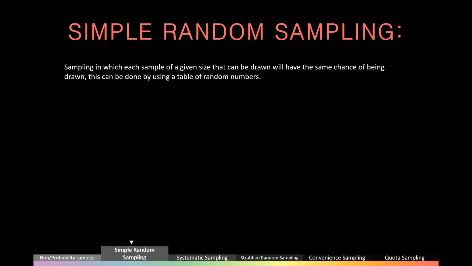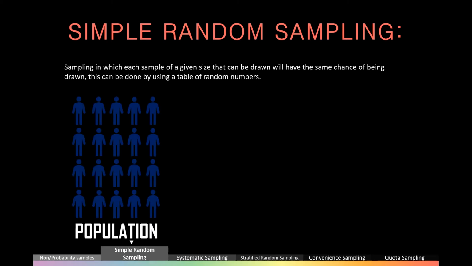To explain this further, let us assume that we have a population that contains 20 people, and we want to choose 6 people from this population. So let us assume that we use the lucky draw method and we chose our 6 people. As you can see, we had a population of 20 people, and now we have a sample of 6 people. Our sample is a subset of our population.